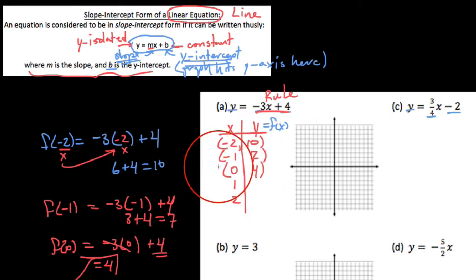I'm going to stop right here and tell you, lines, we've seen these before, they're very, very predictable. Every time x goes up by 1, what's happening to our dependent variable, or our y value in this case?